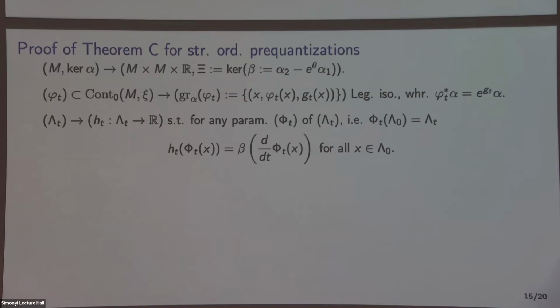And to any Legendrian isotopy, you can also associate its contact Hamiltonian. You take any parametrization phi t of your Legendrian isotopy, you look at the speed of this isotopy, and you contract beta with the speed, you get a function h t. Actually, h t does not depend on this parametrization because lambda t was Legendrian, so everywhere tangent to the distribution. So you get a function.